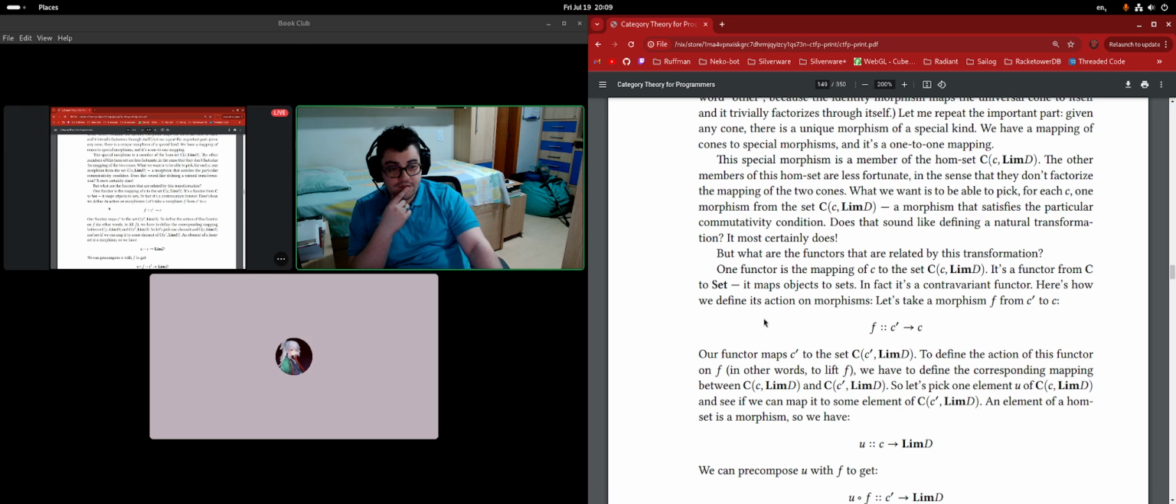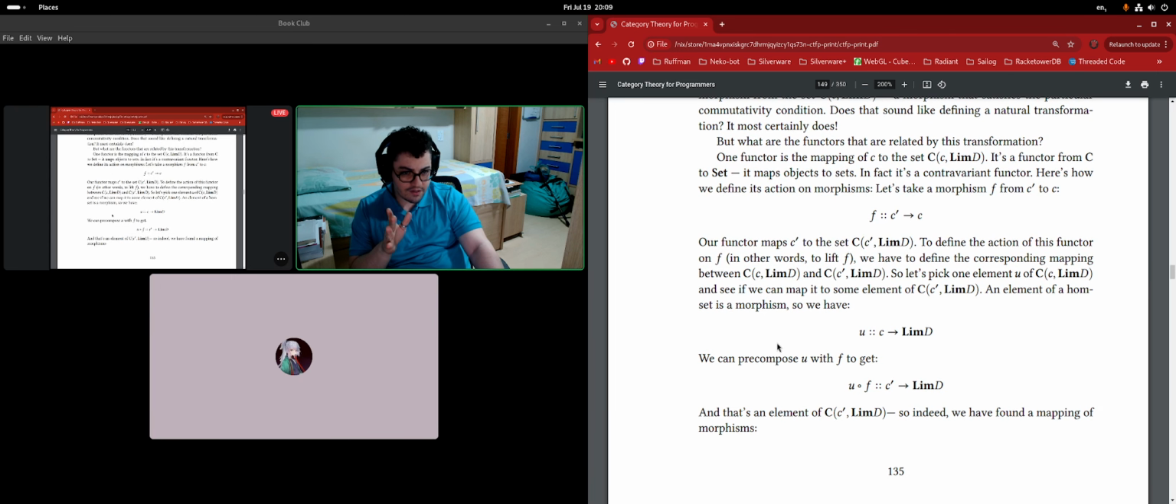One functor is the mapping of C to the hom set. It's a functor from C to set. It maps objects to sets. In fact, it's a contravariant functor, and I remember this not being hard to understand. So one functor maps C prime to the set. To define the action of this functor on f, we have to define the corresponding mapping between C and DC using non-capital c, and this other c, which is using c prime. So this is a functor between two sets.